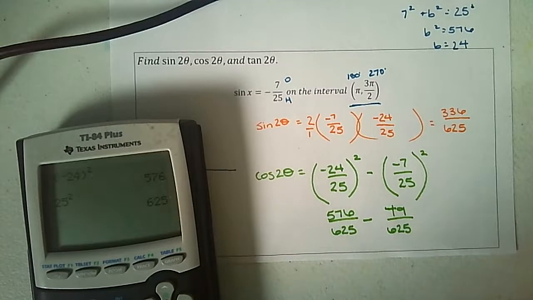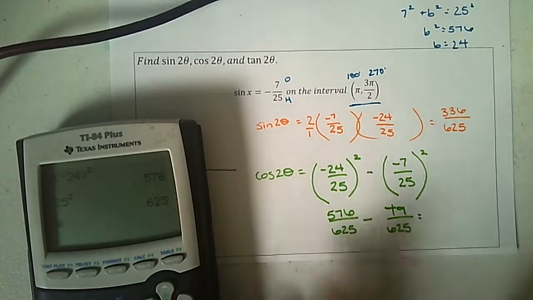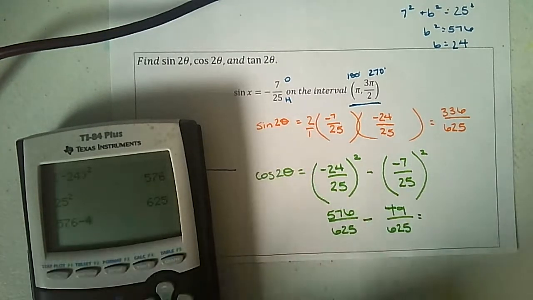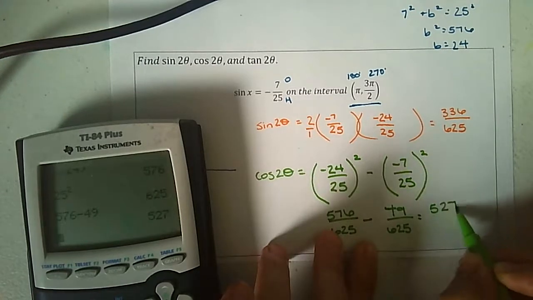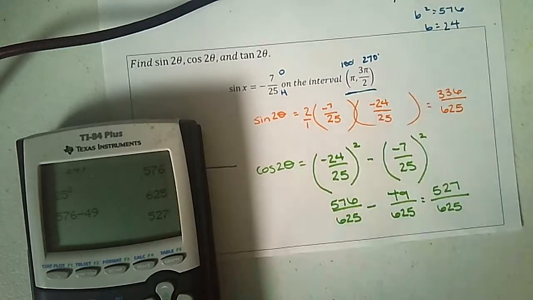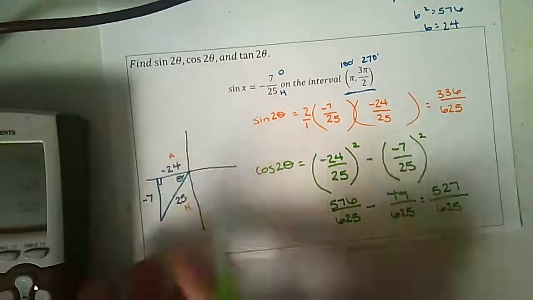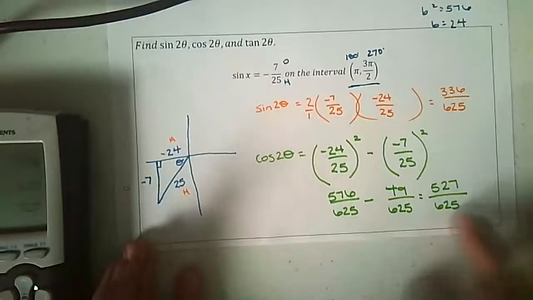All right. Now notice we are subtracting fractions. When we subtract fractions, we need common denominators, which I so nicely already have. So 576 minus 49, the tops, gives us 527. And remember, our denominators stay the same. So if we were to double this angle, the new cosine of that angle would be right there.